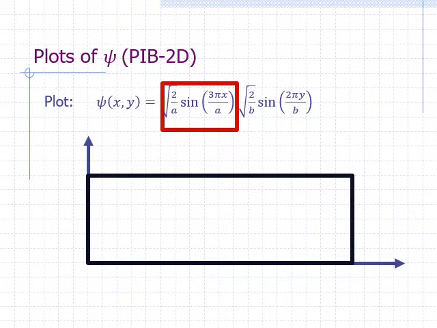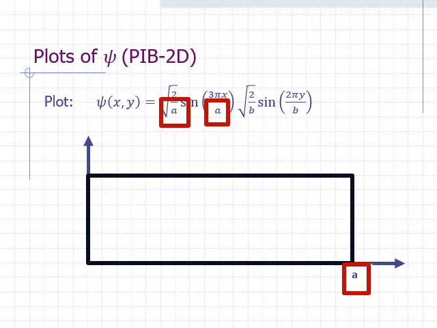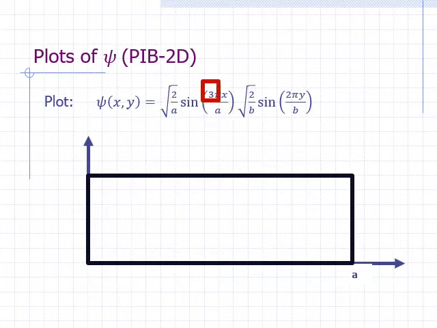Here's the part that depends on x. We can easily identify a here as the length of the box along the x-axis. It's what we called L1 earlier. We can also identify 3 here as the quantum number n sub x. This means we expect to find 2 nodes along the x-axis. Remember that the number of nodes is n minus 1, and they are evenly spaced. So we expect the 2 nodes along the x-axis to be at L1 over 3, or a over 3, and at 2/3 of L1, or at 2a over 3.